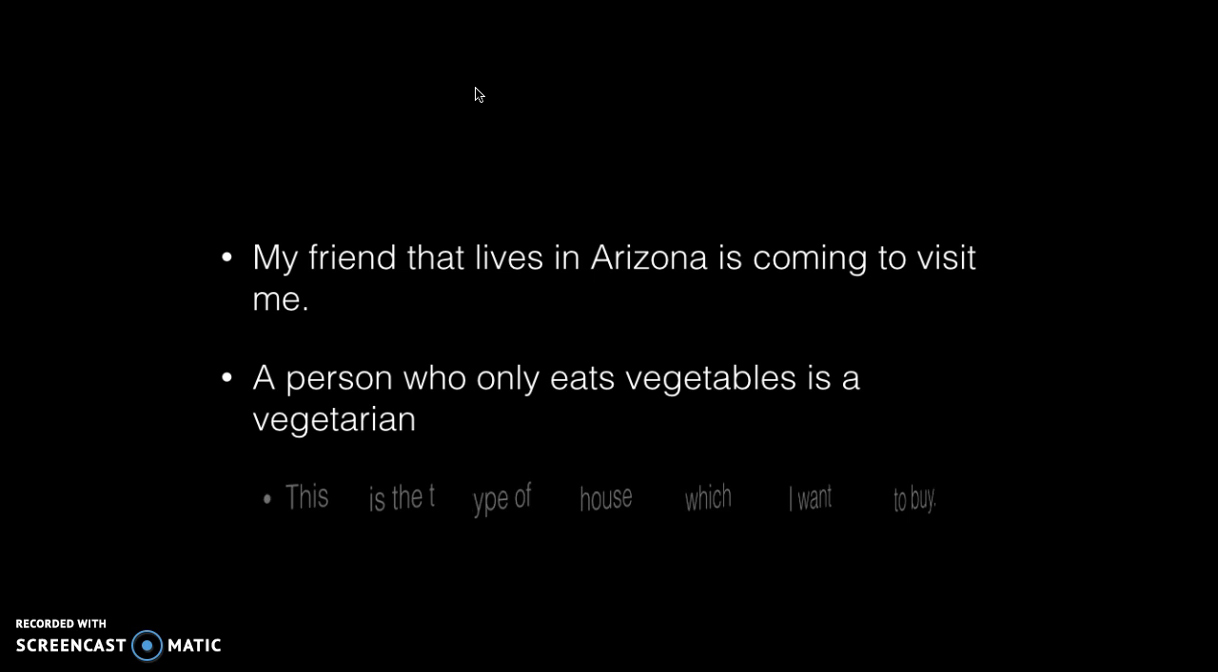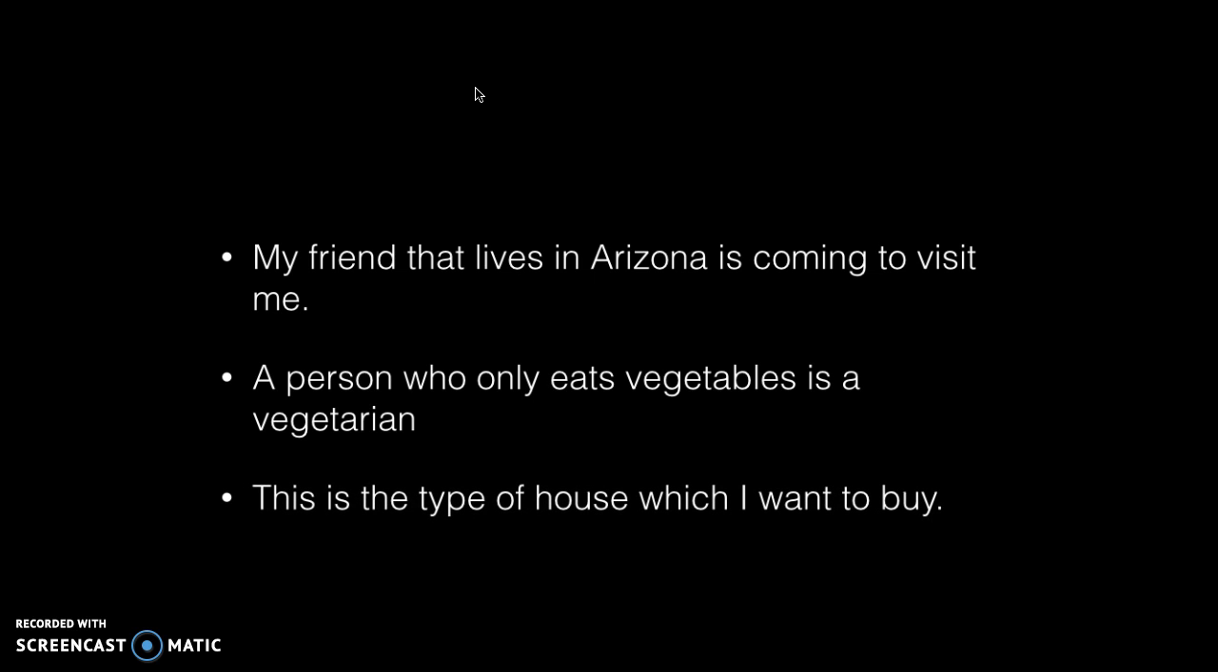Let's get one more sentence. This is the type of house which I want to buy. Now, remember that an adjective clause can describe a noun, or it might also give more information about the noun. So in this sentence, the noun is house, and the adjective clause is which I want to buy. Which I want to buy gives more information about the noun house. So this one is a little bit different.